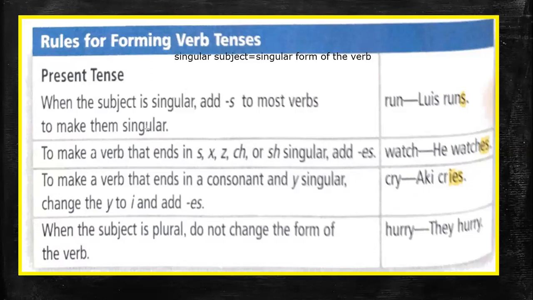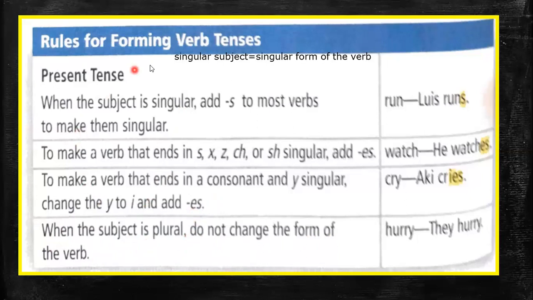Let's go to rule number 4. Rule number 4, when the subject is plural, do not change the form of the verb. So this is the easiest one. You notice that you're working with a plural subject. Now we're moving to working with plural subjects. The verb stays in its base form. It does not change, okay?